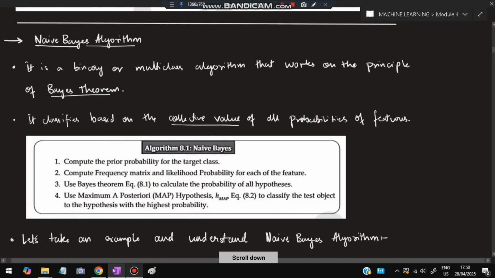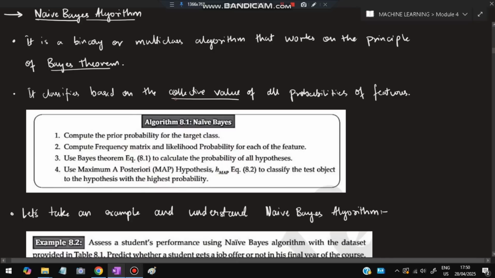Now based on this, there is an algorithm called naive Bayes algorithm. It is a binary or multi-class algorithm that works on the principle of Bayes theorem. It classifies based on the collective value of the probabilities of all the features. So every time it is not just whether he will be sick or not.